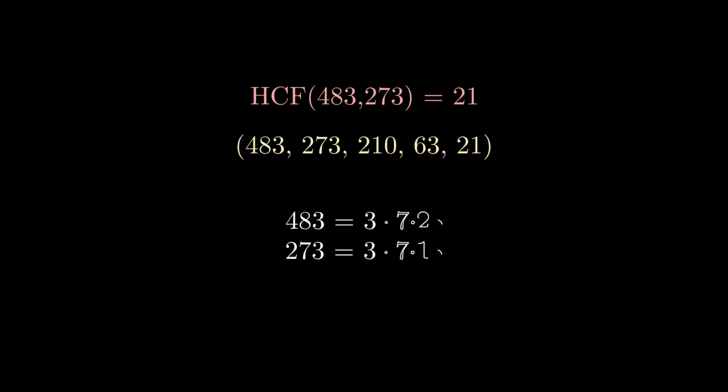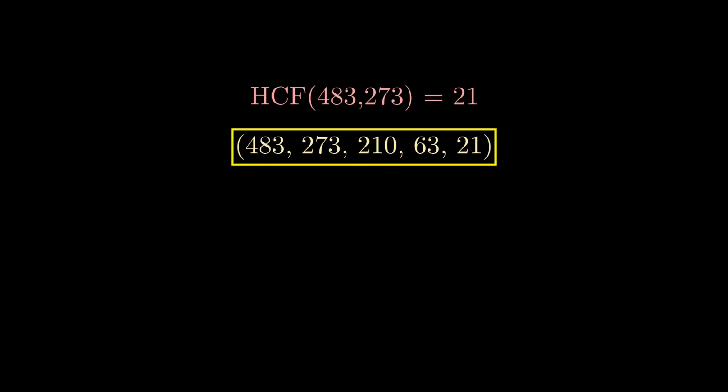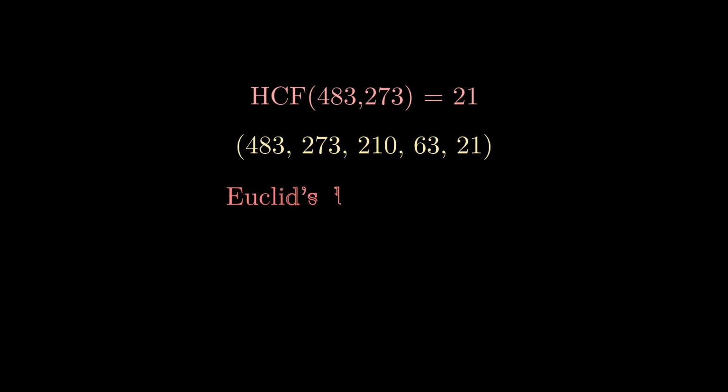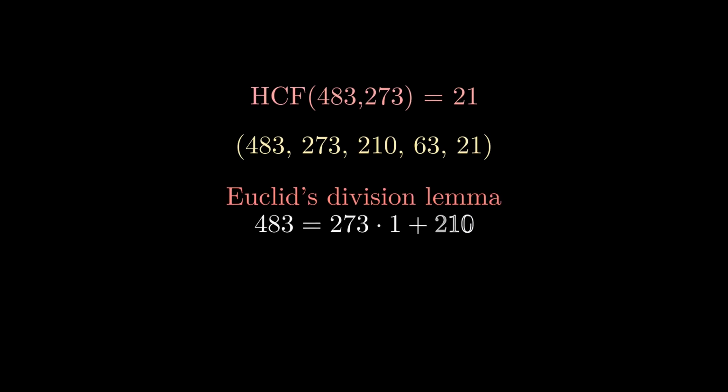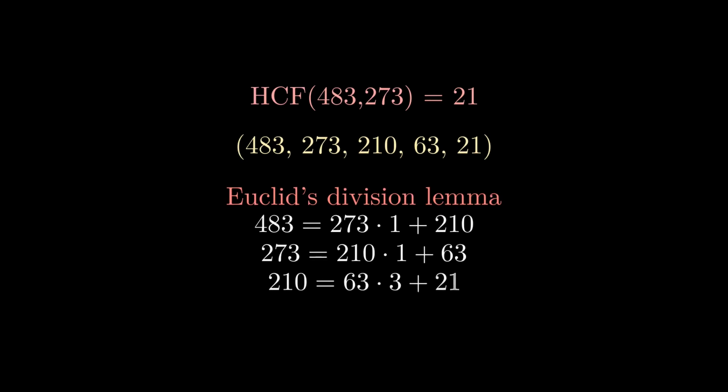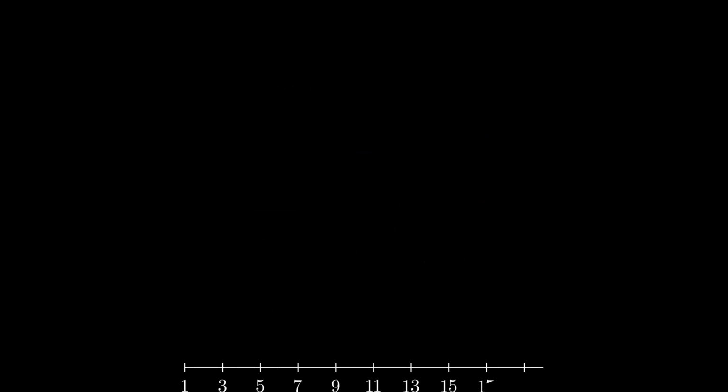We can also verify this with the prime factorization method. By closely looking at the series of numbers we got here, some of you might have already identified that we will get exactly the same numbers if we use Euclid's division lemma to calculate the HCF. Now we have all the tools required to visualize co-prime pair patterns.